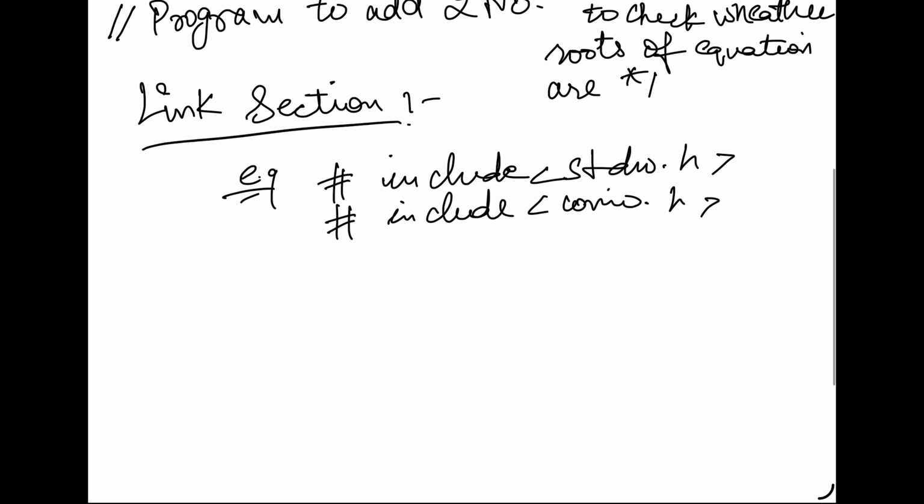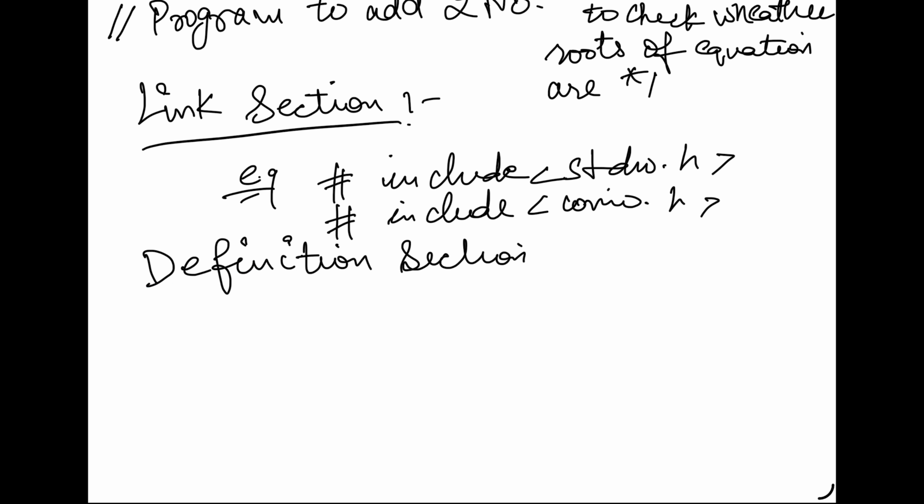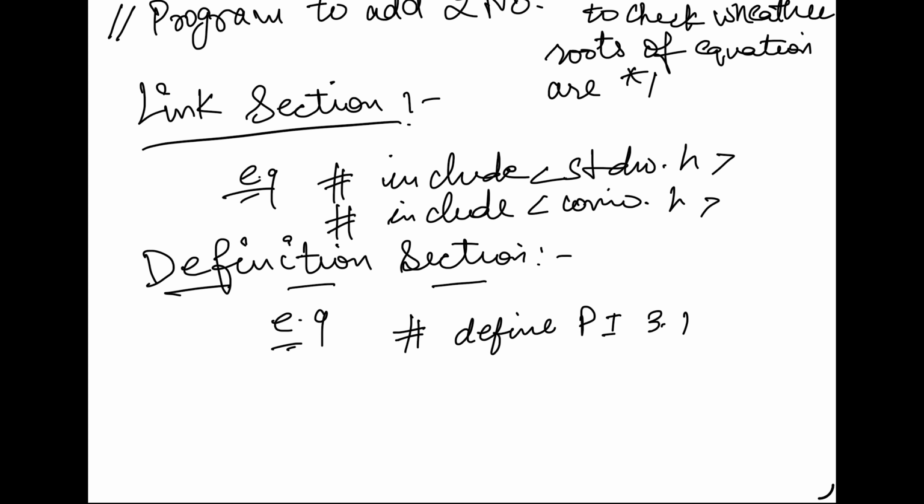Next is the definition section. This section is used to define a value for a variable. Example, #define PI 3.14.